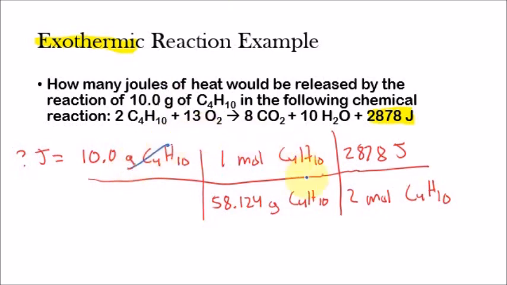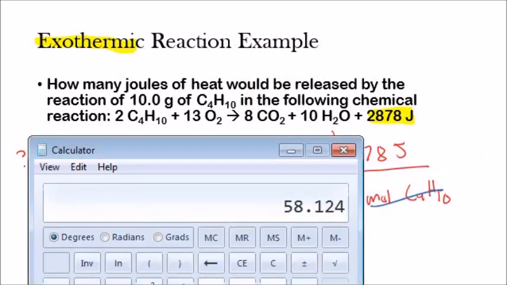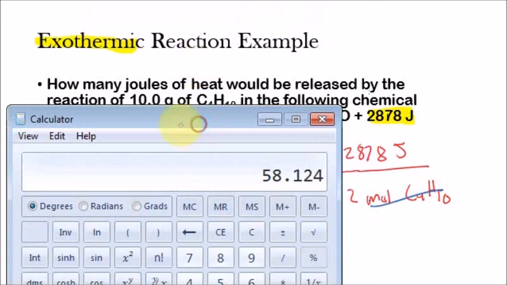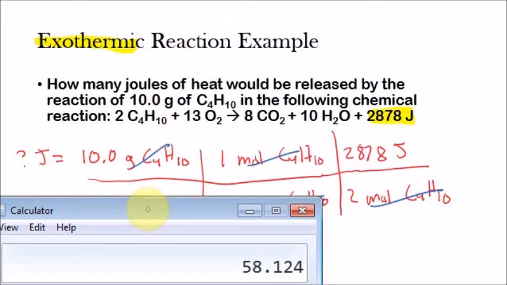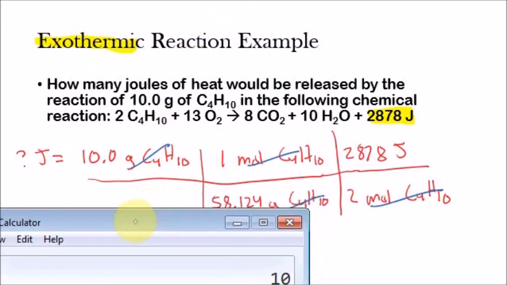grams of C4H10 cancels out with grams of C4H10. Moles of C4H10 cancel out with moles of C4H10, and we can just go ahead and do the math here. So let's see, 10 times 1 times 2,878 divided by 58.124 times 2. So we're getting this.